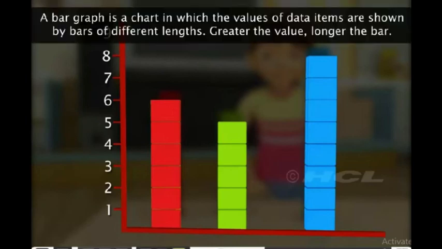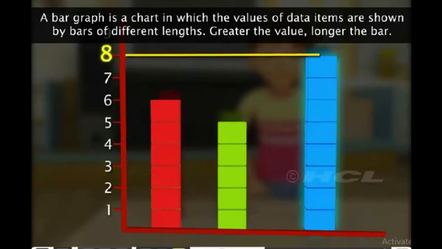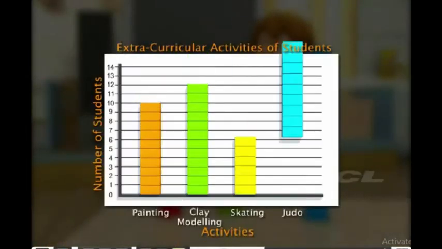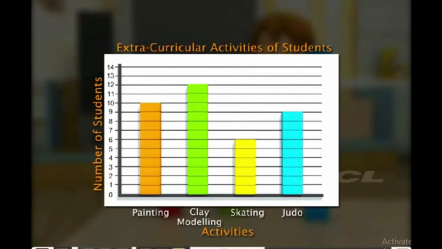What we have done here is created a model of a bar graph. A bar graph is a chart in which the values of data items are shown by bars of different lengths. Greater the value, longer the bar. Here is a bar graph showing the extracurricular activities chosen by students of a class.